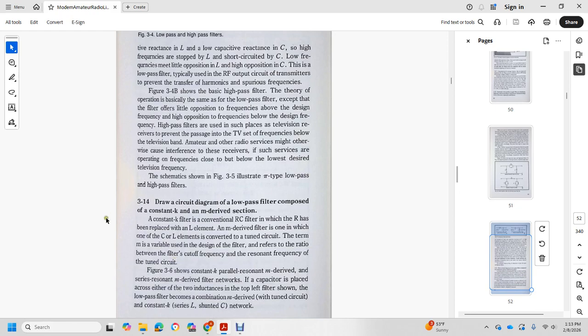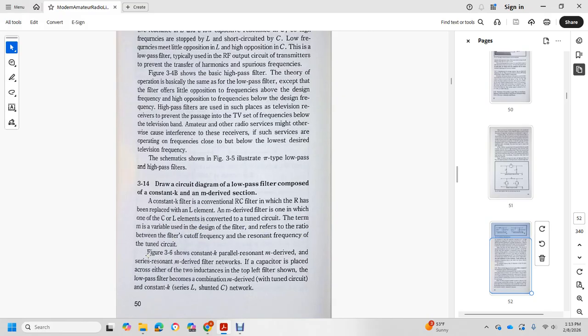Figure 3.14 draws a circuit diagram of a low pass filter composed of the constant K and the M derived section. With the constant K filter, the conventional RC filter's resistor has been replaced with an inductive element. In the M derived filter, one capacitor and inductor elements are converted into a tuned circuit, where M is a variable in the filter design that refers to the ratio of the filter cutoff frequency to the resonant frequency of the tuned circuit.